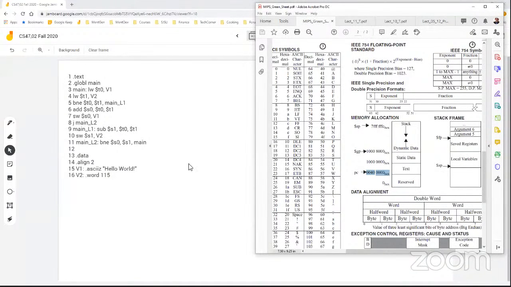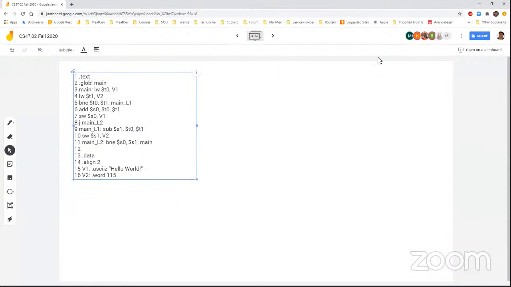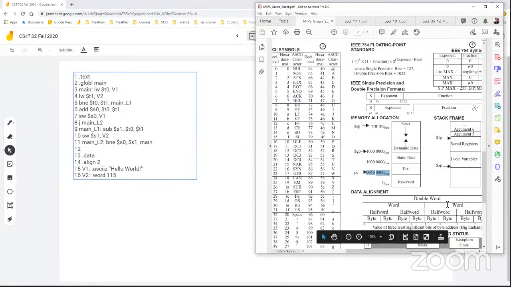So we start with, okay, we assume this starts from your MIPS green sheet provided address 0040 0000. And then we need to determine the addresses for these labels.